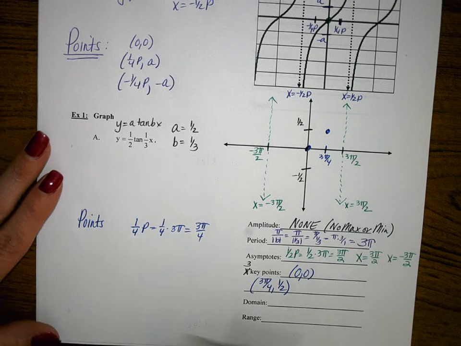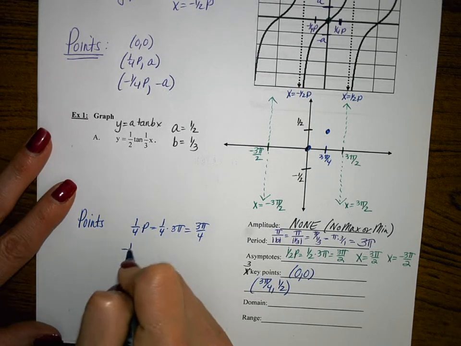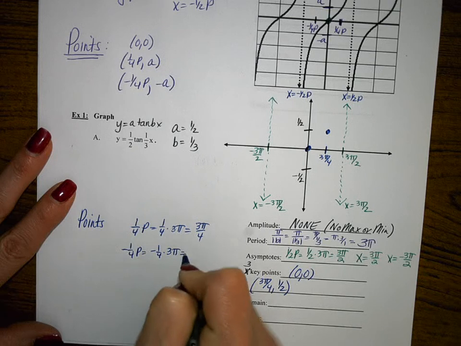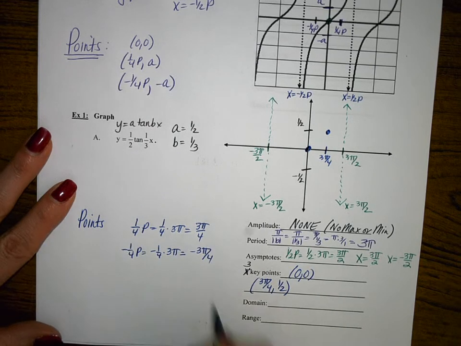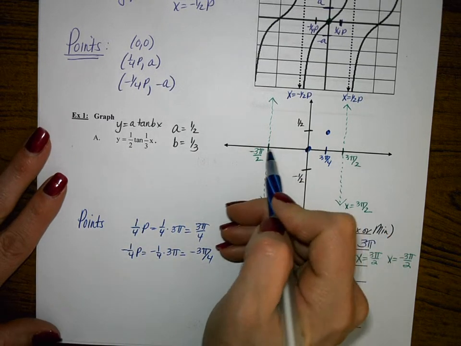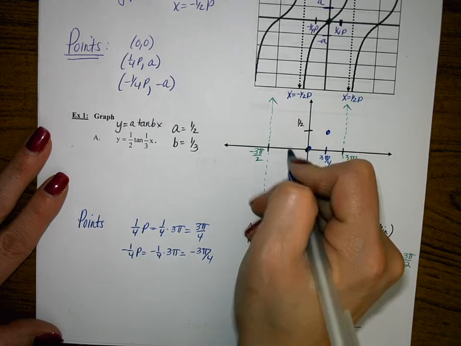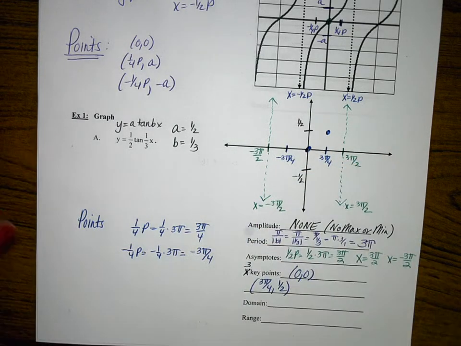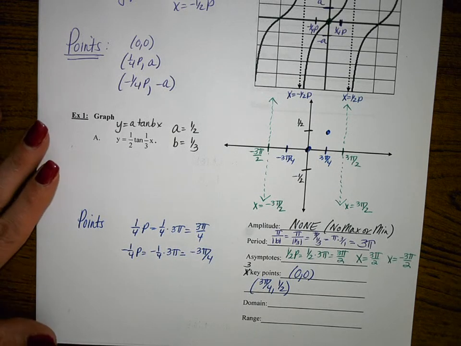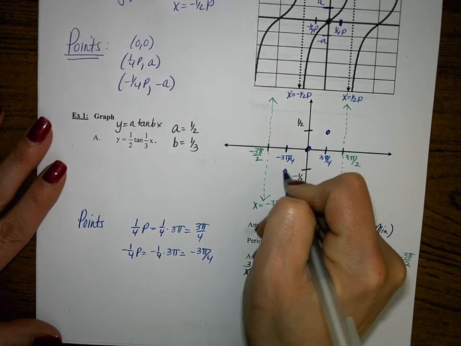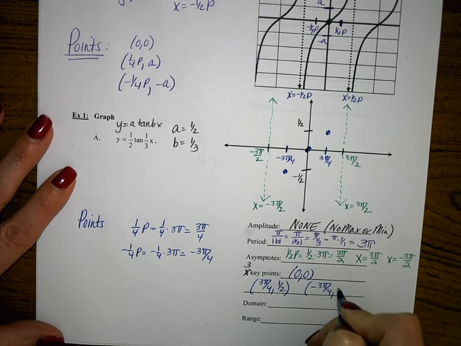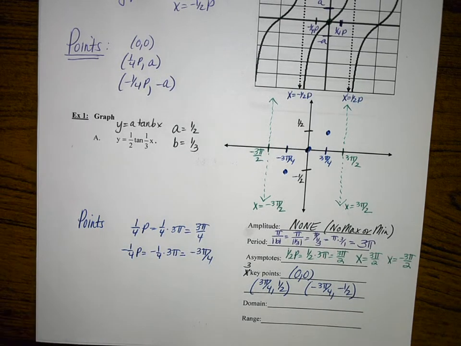My second point is going to be at negative 1/4 the period. So negative 1/4 of 3 pi is negative 3 pi over 4. Halfway between negative 3 pi over 2 and 0 is negative 3 pi over 4. And at negative 3 pi over 4, I'm at negative 1/2. So my point there is negative 3 pi over 4, negative 1/2.